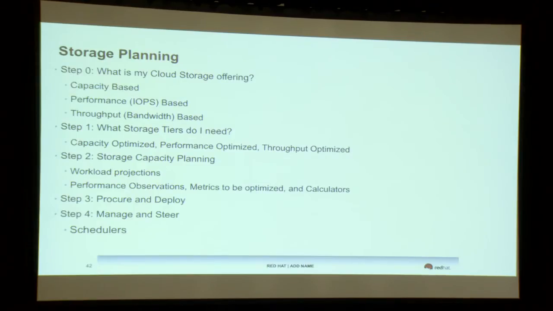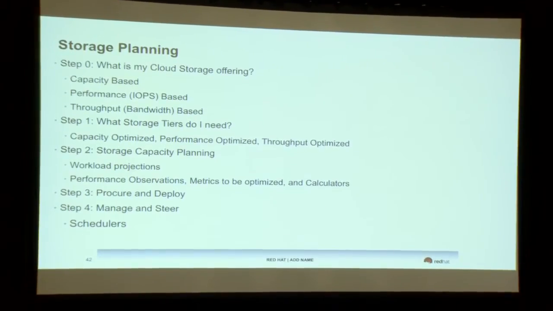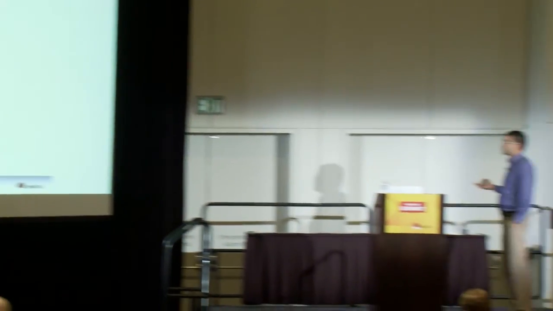So with that, I want to bring it all together. What does storage capacity planning in a private cloud with OpenStack mean? You've got to think about what your storage offering is. You can either offer capacity-based, performance-based, or throughput-based, or you could have a blended approach like Google is doing. The second step is deciding what storage tiers you need depending on that. Then you do storage capacity planning. We show some examples of how you could think about it. And then you obviously procure and deploy, and then you use something like Cinder Scheduler to steer the workloads or incoming volume requests to the right storage tier. With that, I'll hand it back to Keith.